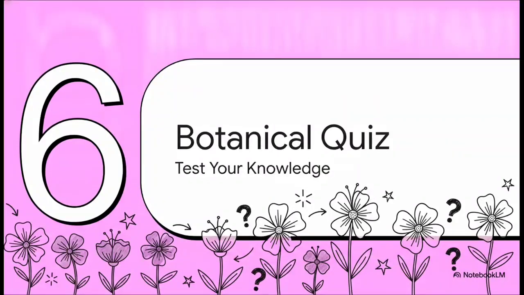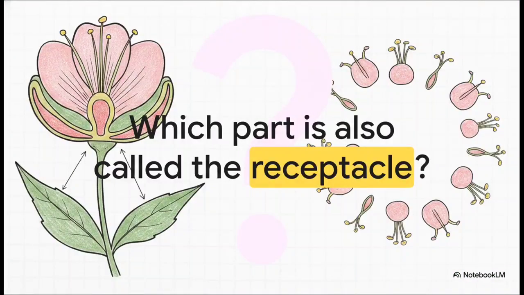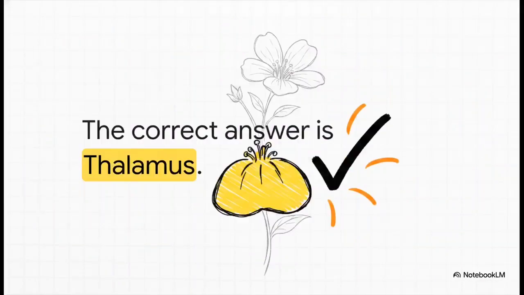Test your botanical knowledge. All right, question 1. Think back to our foundation. What was the name of that stage where all these floral parts sit? Is the receptacle also known as A, the ovary, B, the thalamus, C, the stamen, or D, the style? If you guess B, you hit the nail on the head. It's the thalamus. That is the crucial structural base we talked about right at the very beginning.